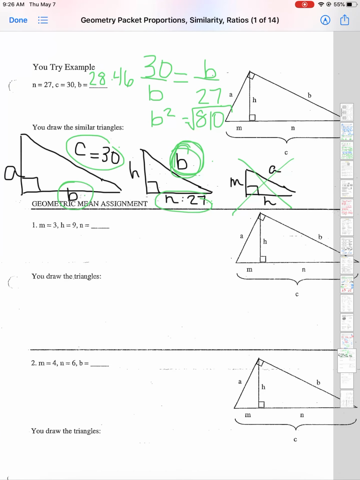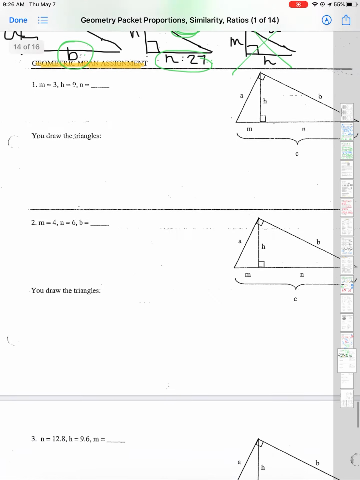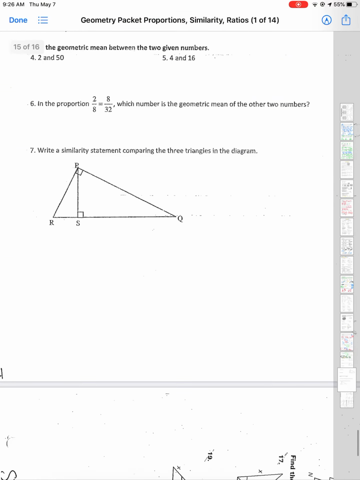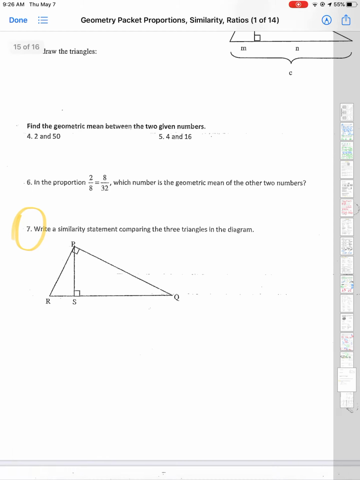So now you should be good to do this geometric mean assignment. It's 7 questions long. So stop here. And yeah, hopefully this video helped you guys out.